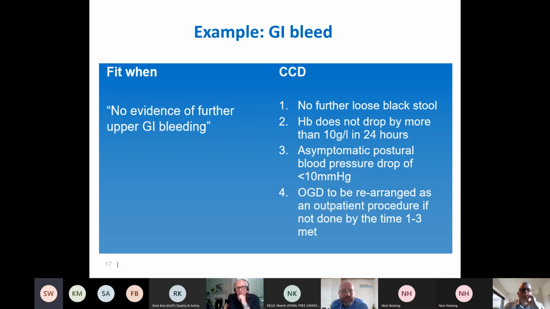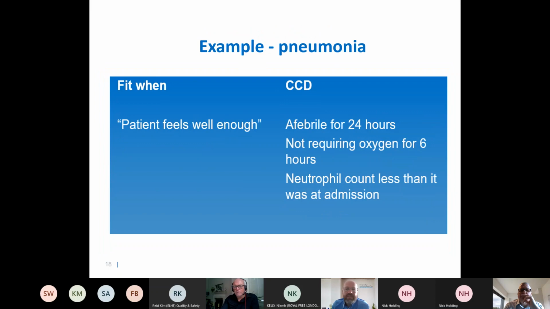So for a GI bleed, for example, it may be described as fit when there's no further evidence of upper GI bleeding. But what does that mean? Let's look a bit more precisely at that. The criteria for discharge might be no further loose black stool, an Hb that doesn't drop by more than 10 in 24 hours, an asymptomatic postural blood pressure drop of less than 10, and an OGD to be arranged as an outpatient if not done by the time the criteria are met. So there's a bit more precision there than a more general statement around no evidence of further upper GI bleeding.